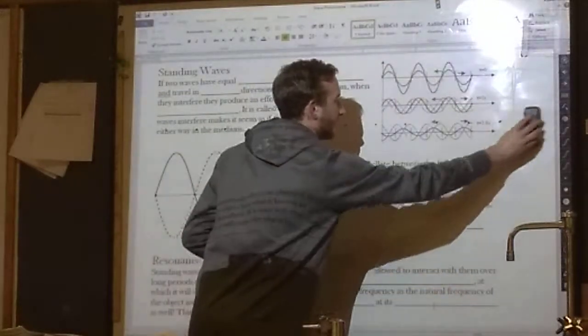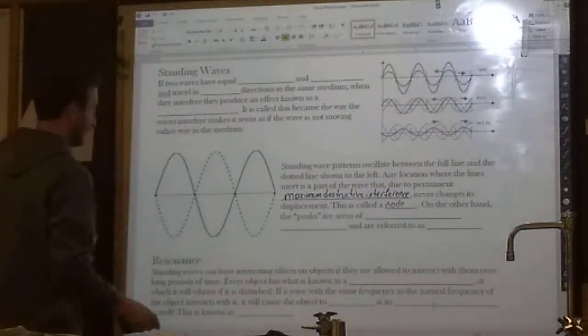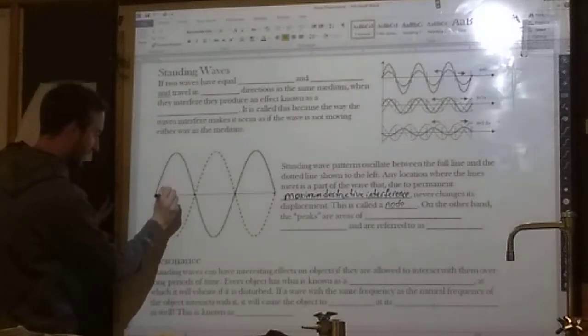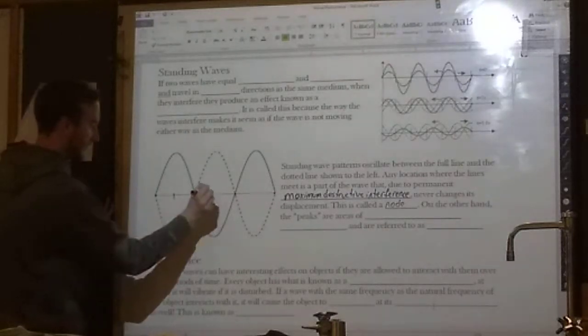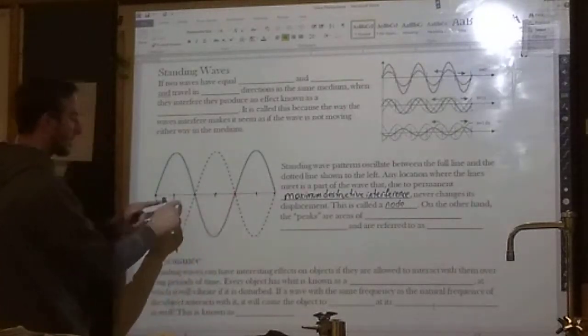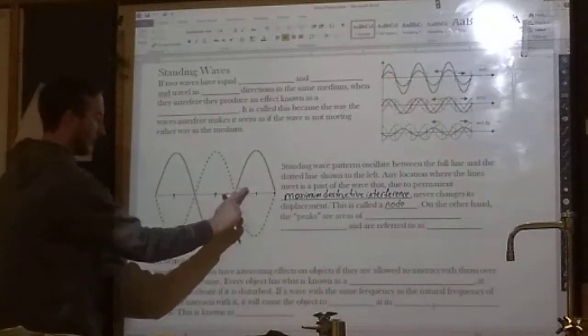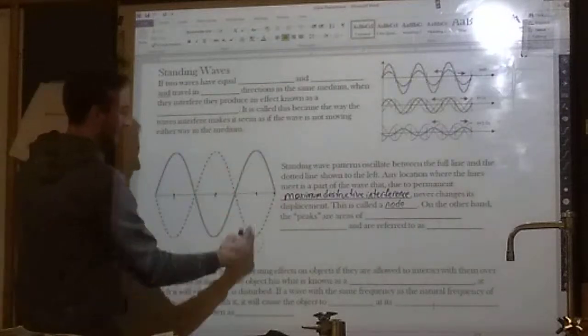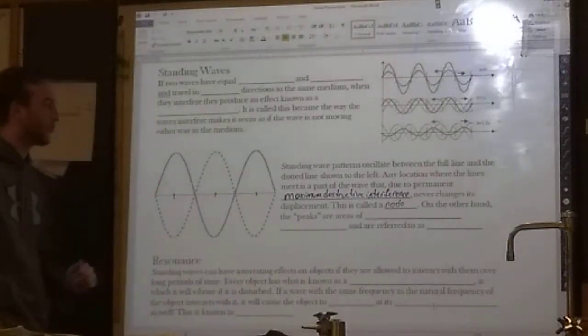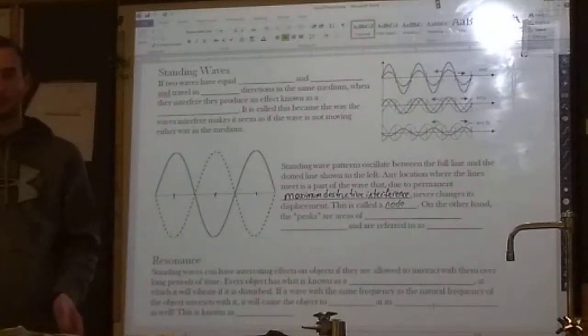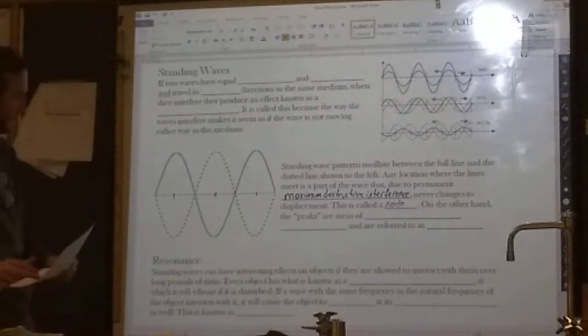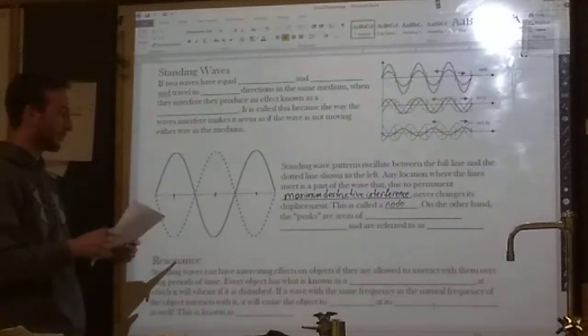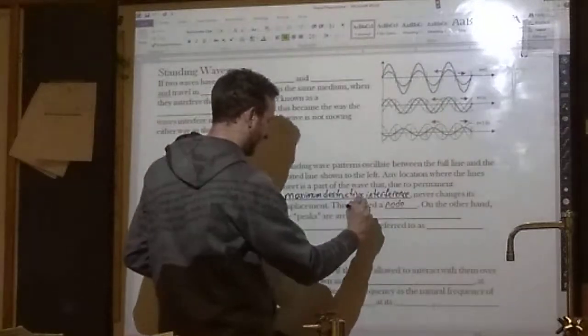On the other hand, there are locations, and I won't go back to the app for this one, but away from the nodes, like right here, or here, or here. And I'm not talking about these actual locations, I'm talking about this whole plane right here, and this whole plane, and that whole plane. There are locations where the peaks, the highest points, happen. And that's due to maximum constructive interference.